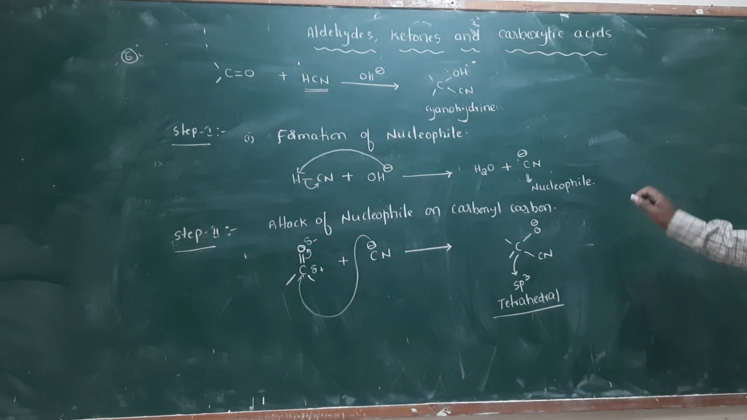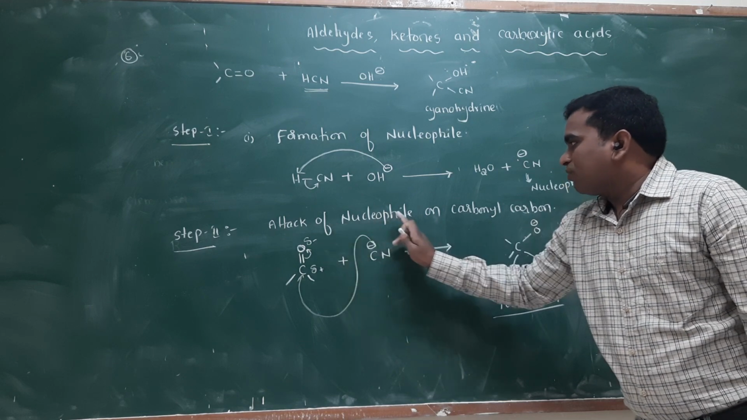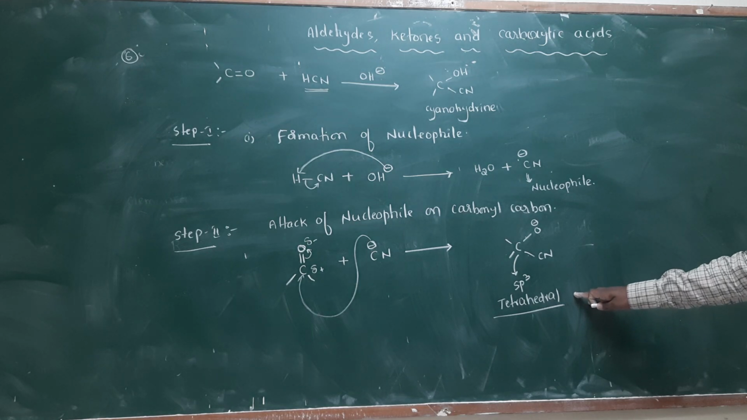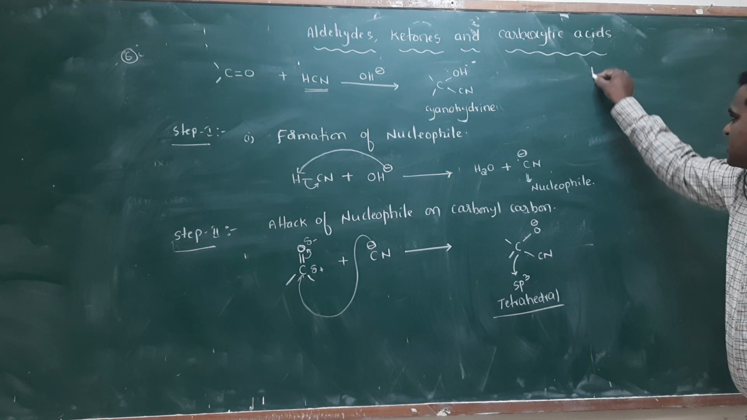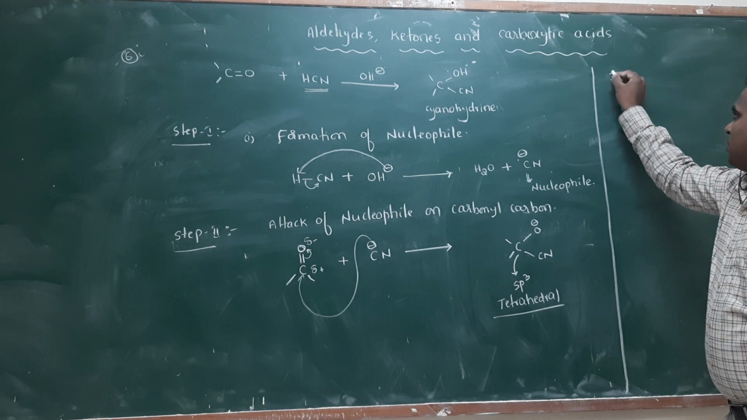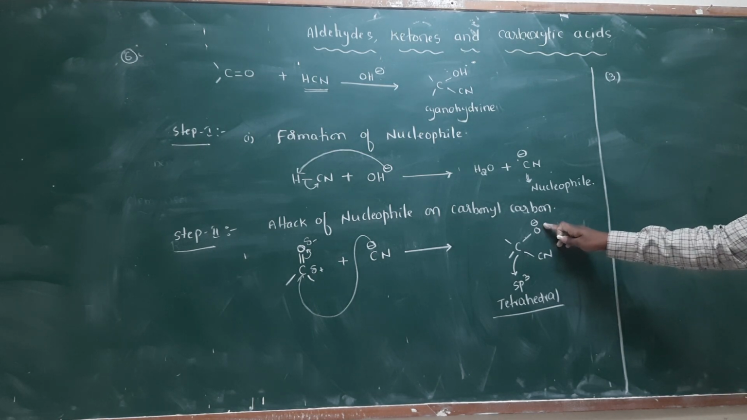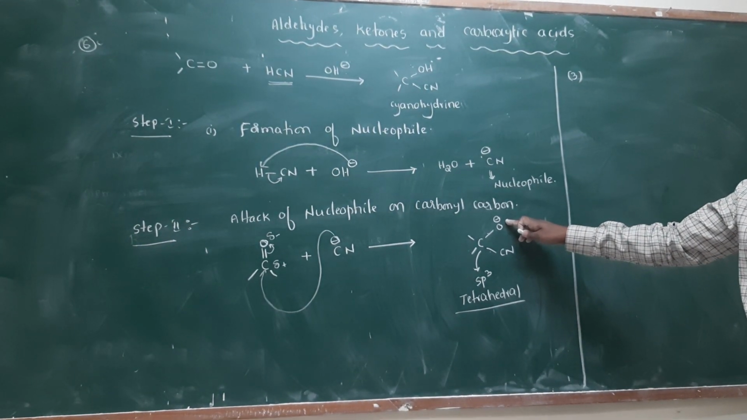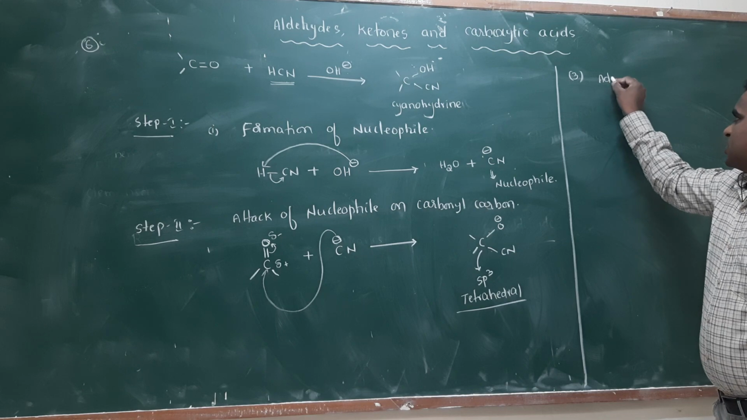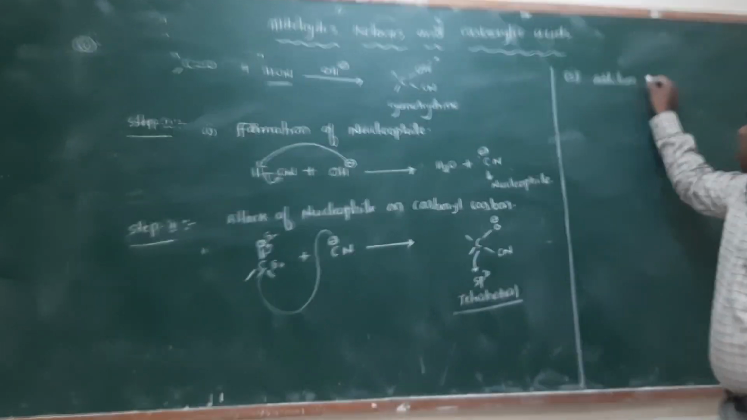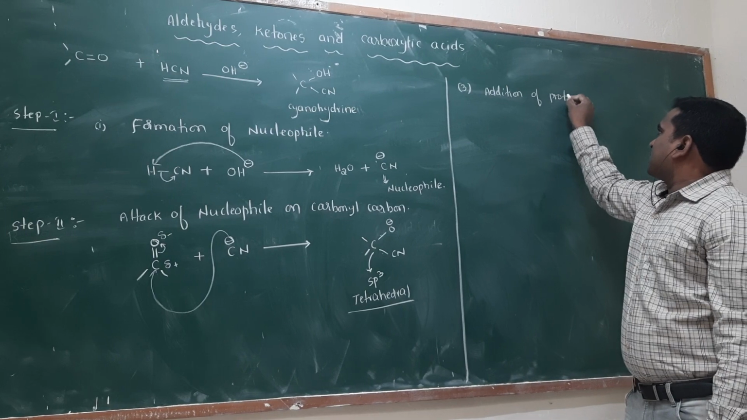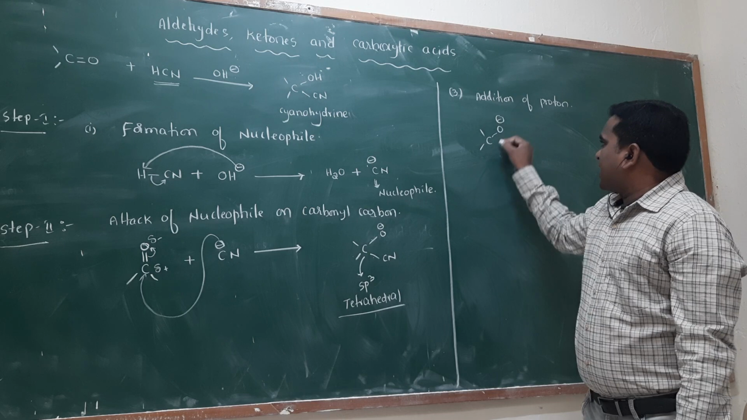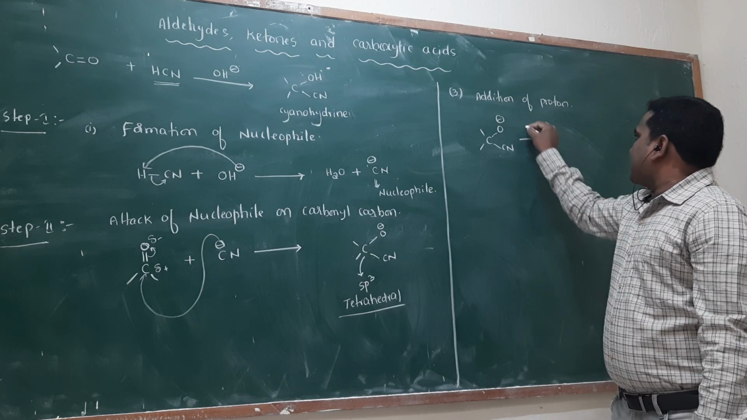Now this is the second step that I said, the attack of nucleophile on the carbonyl carbon. So we got the tetrahedral intermediate, and now this intermediate is the third step, because oxygen is having negative charge. Oxygen having negative charge means it tries to neutralize its charge by accepting the proton. So that's why the third step is addition of proton. Clear? Now you see second step, O minus and CN, and it takes proton.